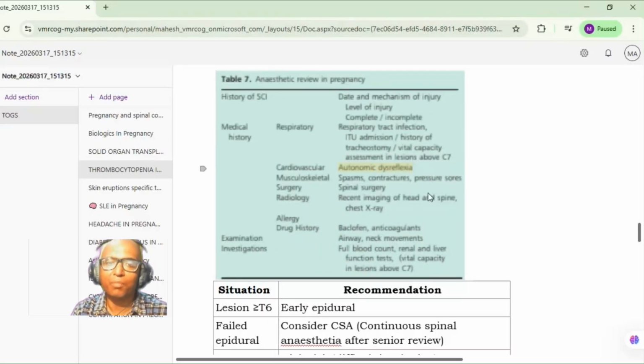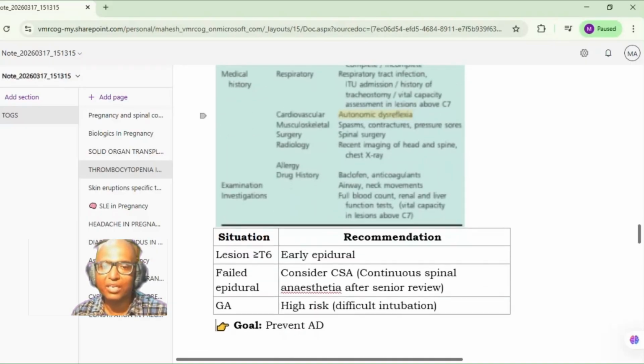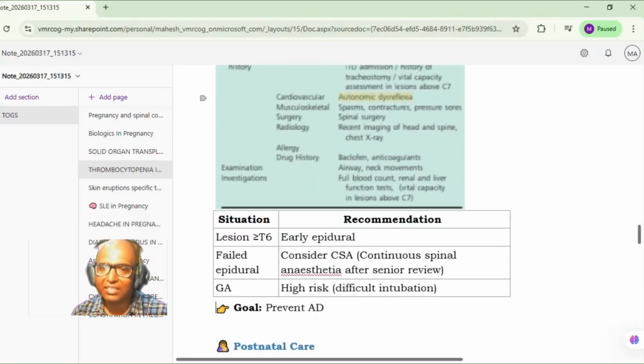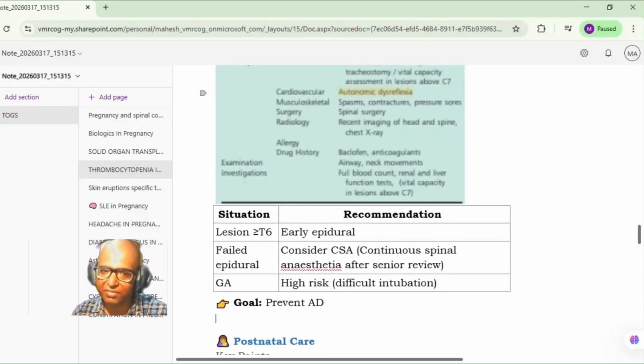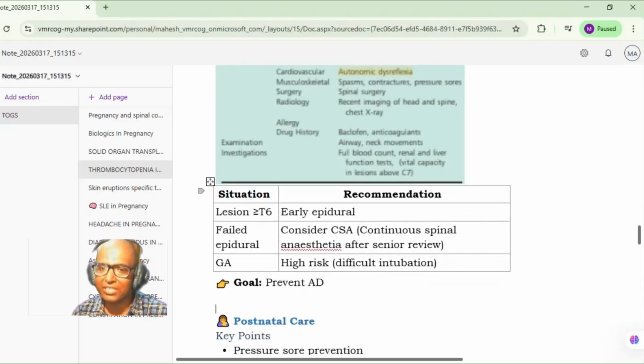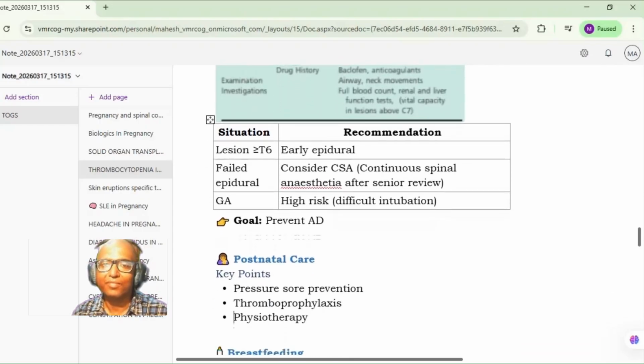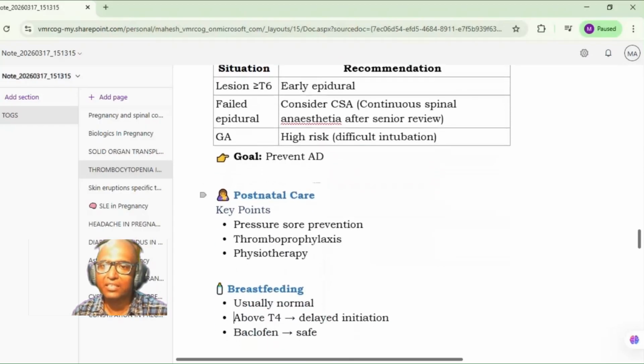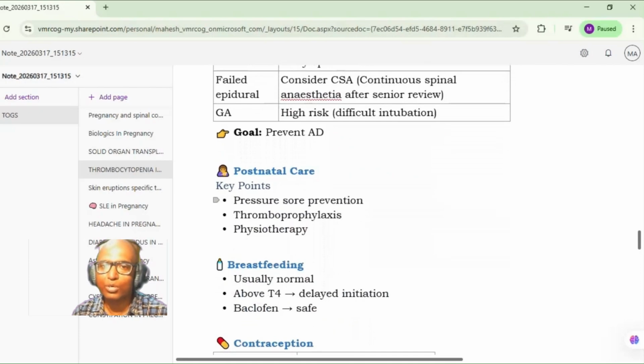For a lesion above the level of T6, early epidural. If the epidural fails, then continuous spinal anesthesia can be given after senior review, and GA if the patient is high risk. Okay. But keep in mind that it will be a difficult intubation. The goal is to prevent autonomic dysreflexia. Postnatally: pressure sore prevention, thromboprophylaxis, and physiotherapy.